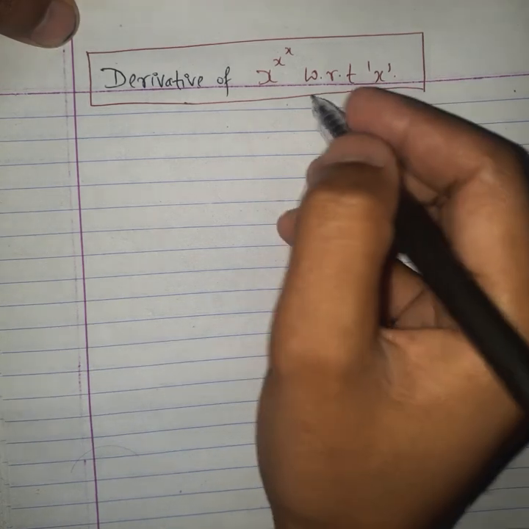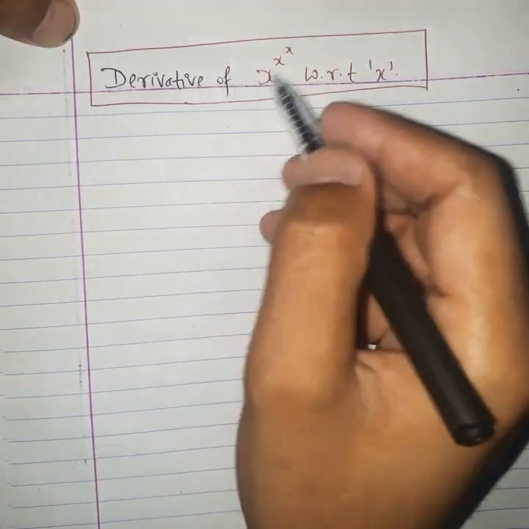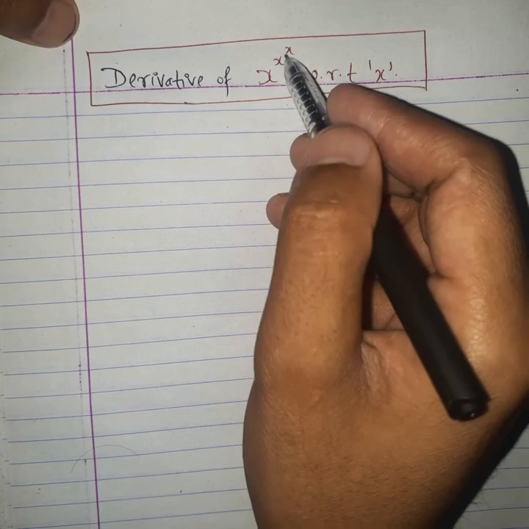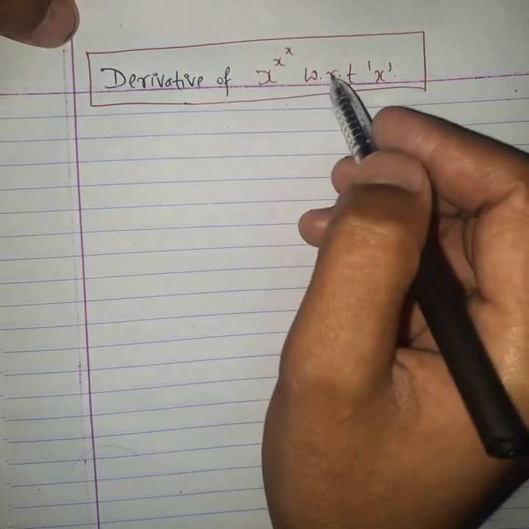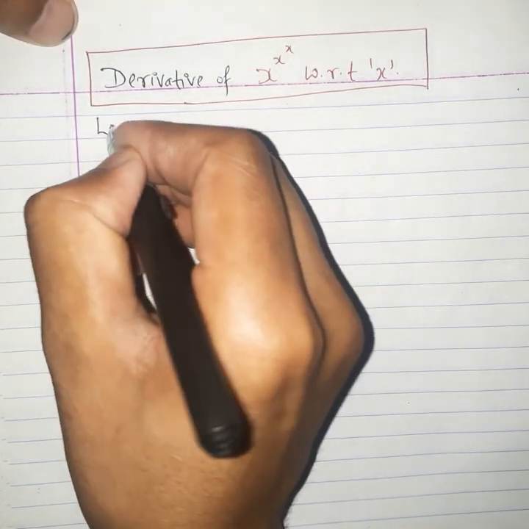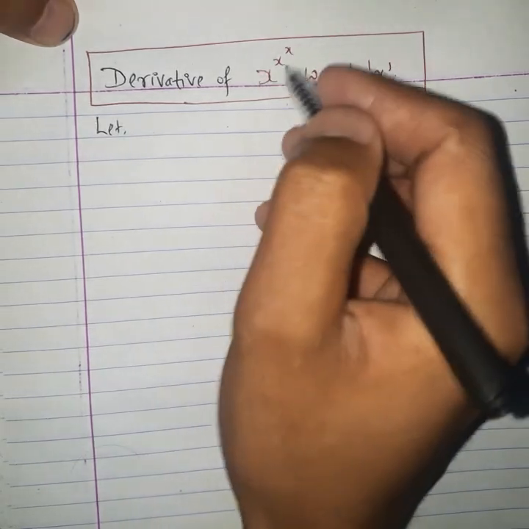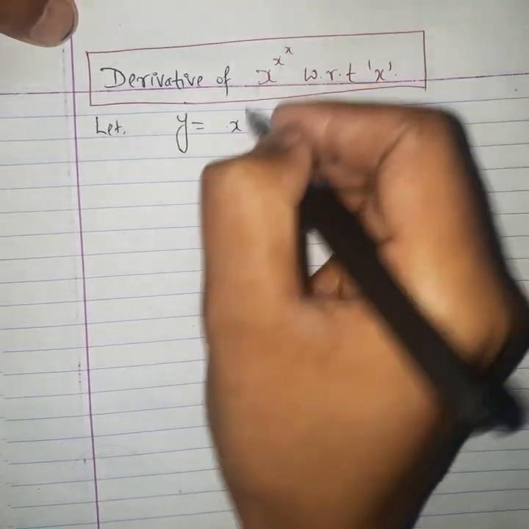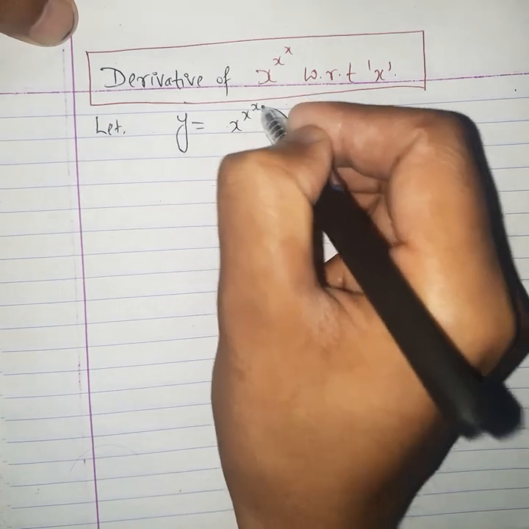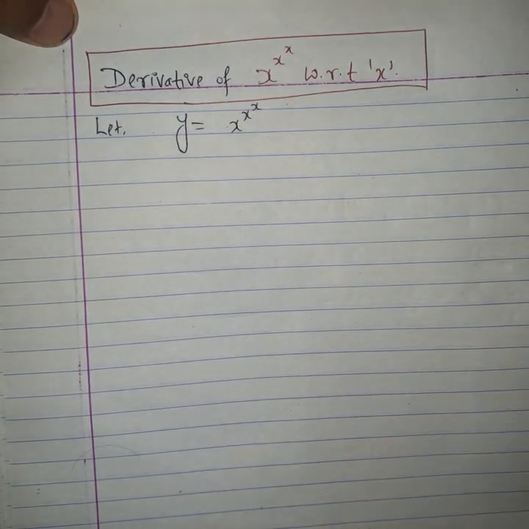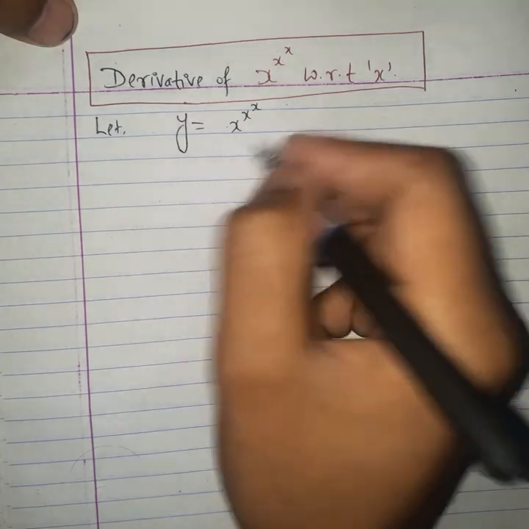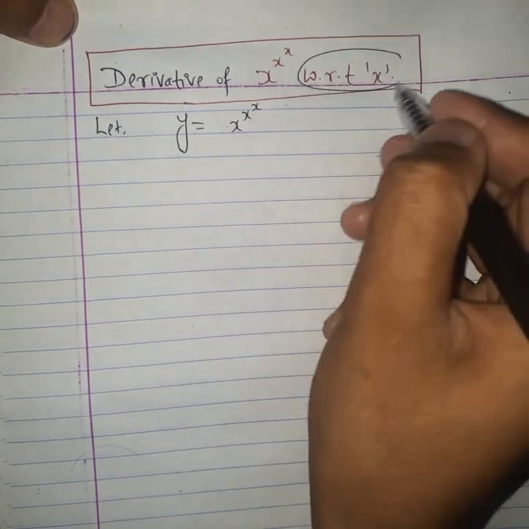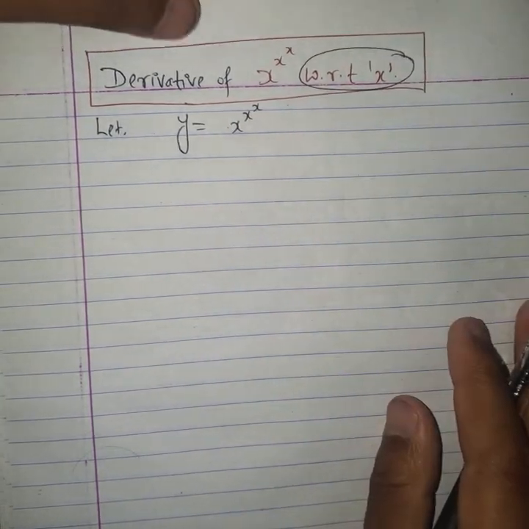Here, this is our today's topic: derivative of x raised to the power of x to the power x with respect to x. First of all, let's suppose this as a function y equals x to the power of x, again to the power of x, and the derivative is going to be calculated with respect to the variable x.